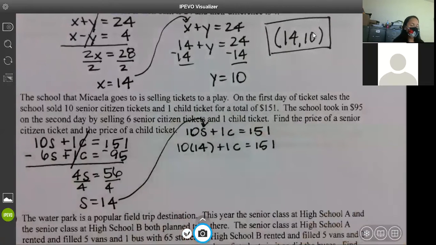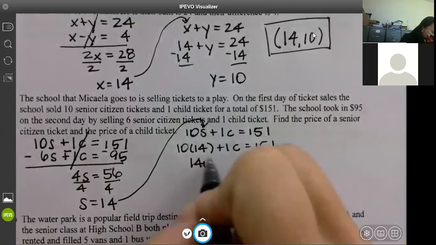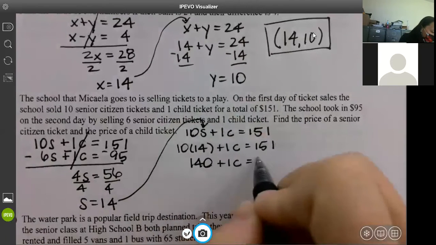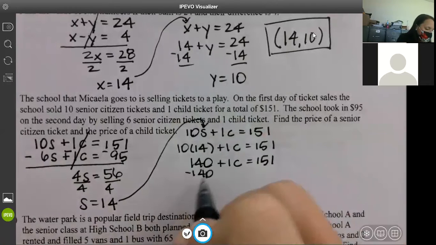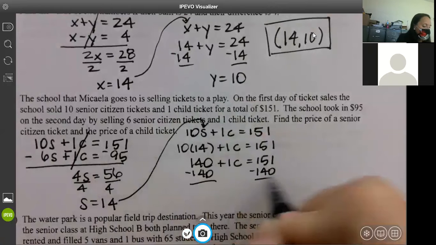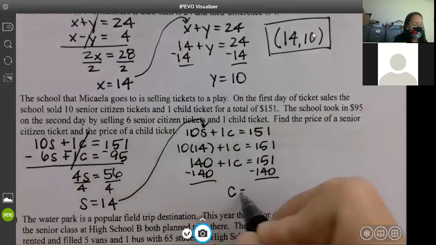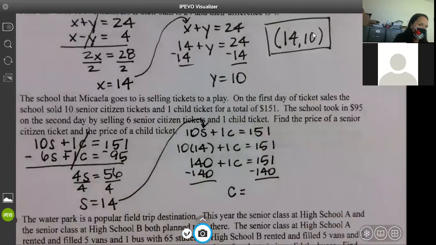What is 10 times 14? How do I solve? Subtract 140. I get 1C, or just C. You don't have to have the 1. Equals, what's 151 minus 140?